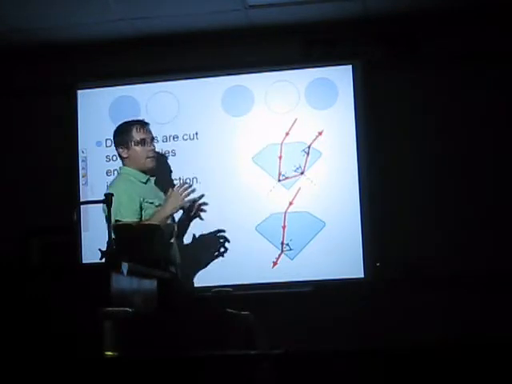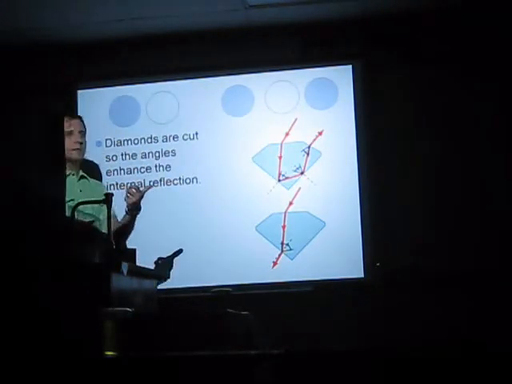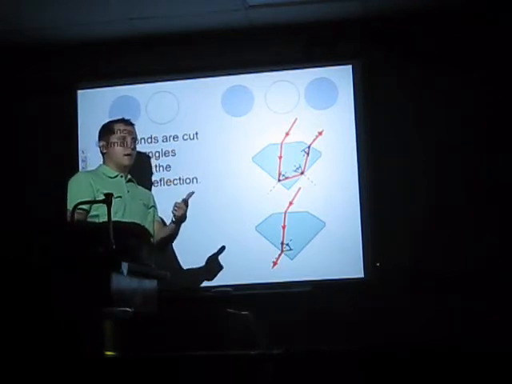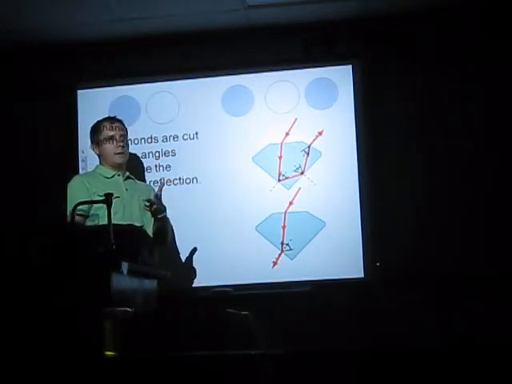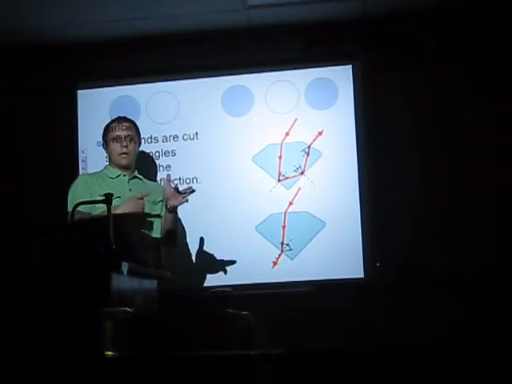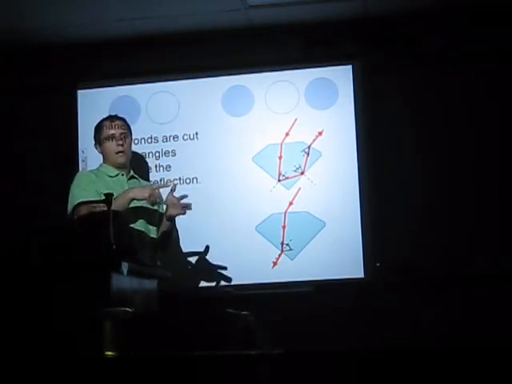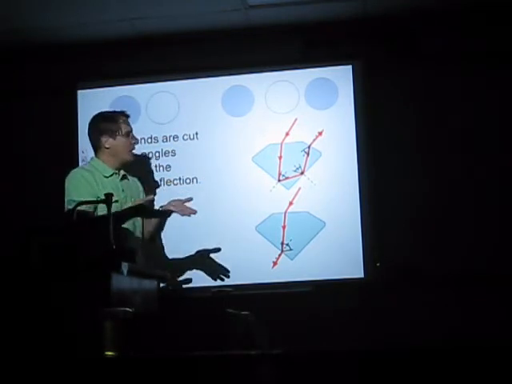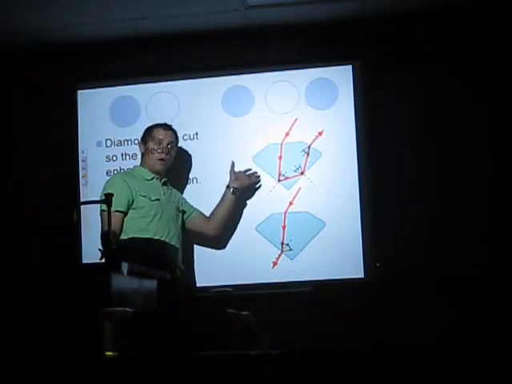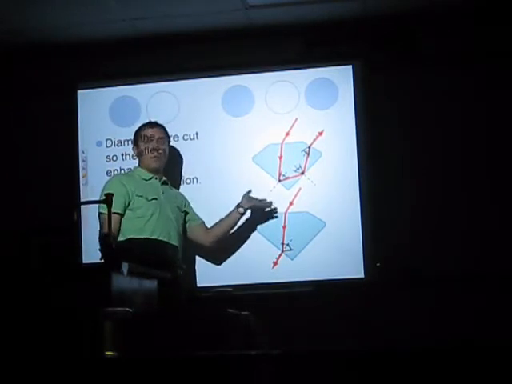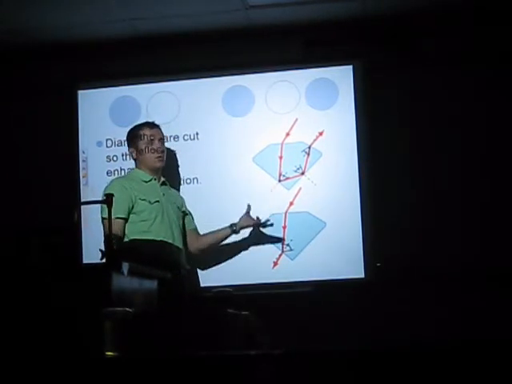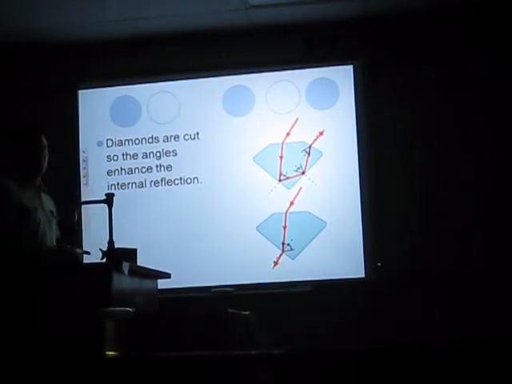So diamonds, the 4 C's for diamonds are cut, clarity, carat, and color. Cut is important. Okay, the way you can cut a diamond might help with getting more critical angles so that more of the light is going to be trapped inside that diamond.